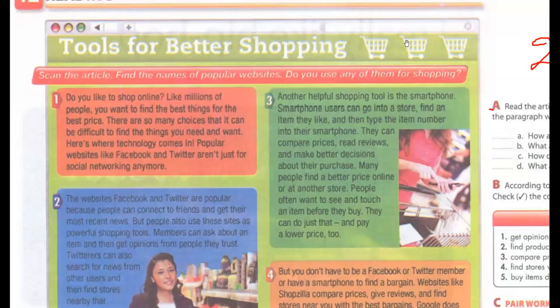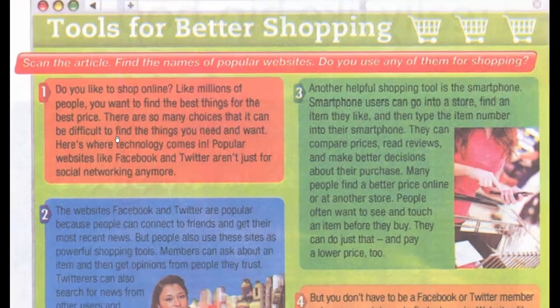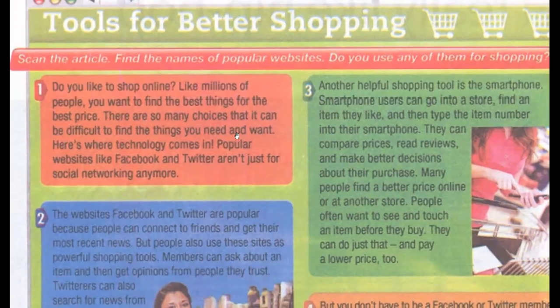Do you like to shop online? Like millions of people, do you want to find the best thing for the best price? There are so many choices that it can be difficult to find the thing you need and want. Here's where technology comes in. Popular websites like Facebook and Twitter aren't just for social networking anymore.